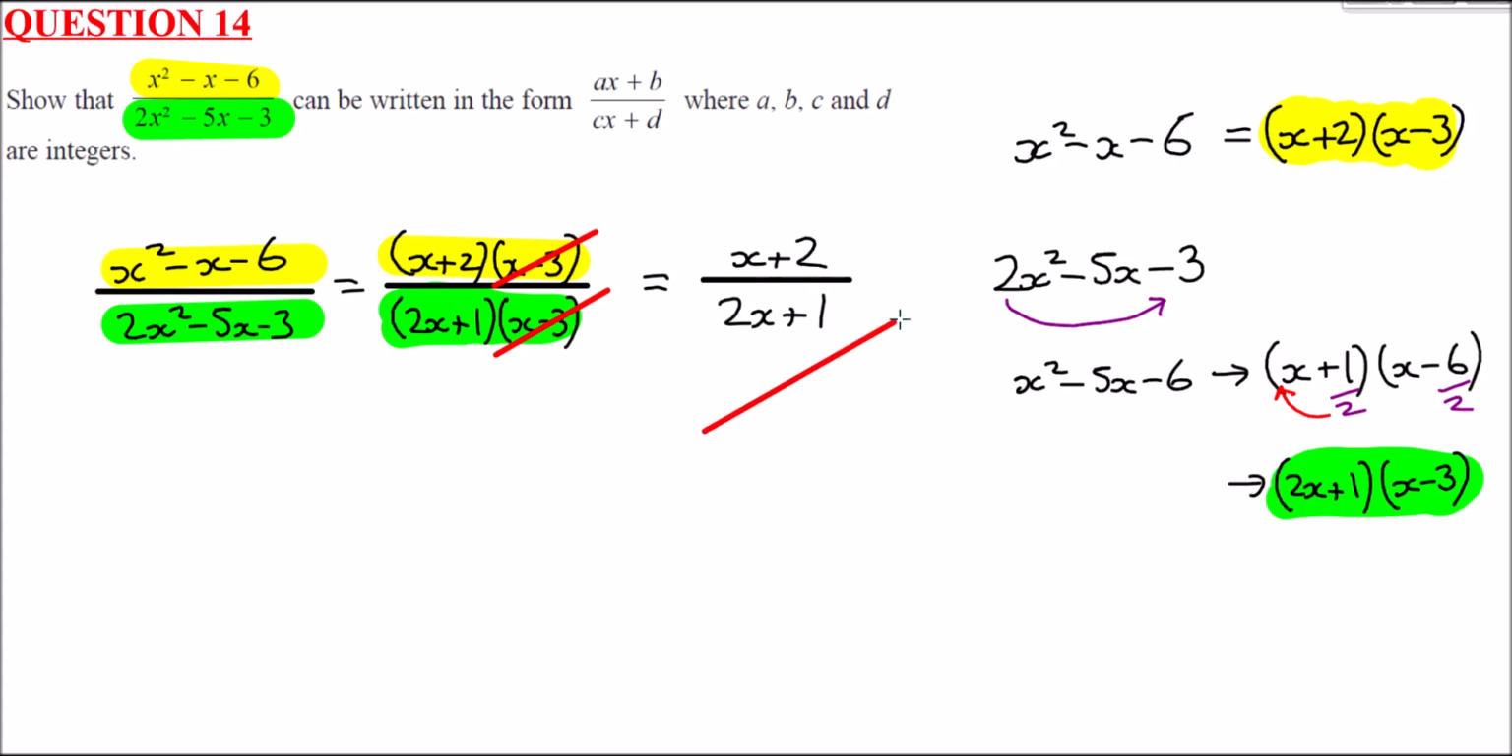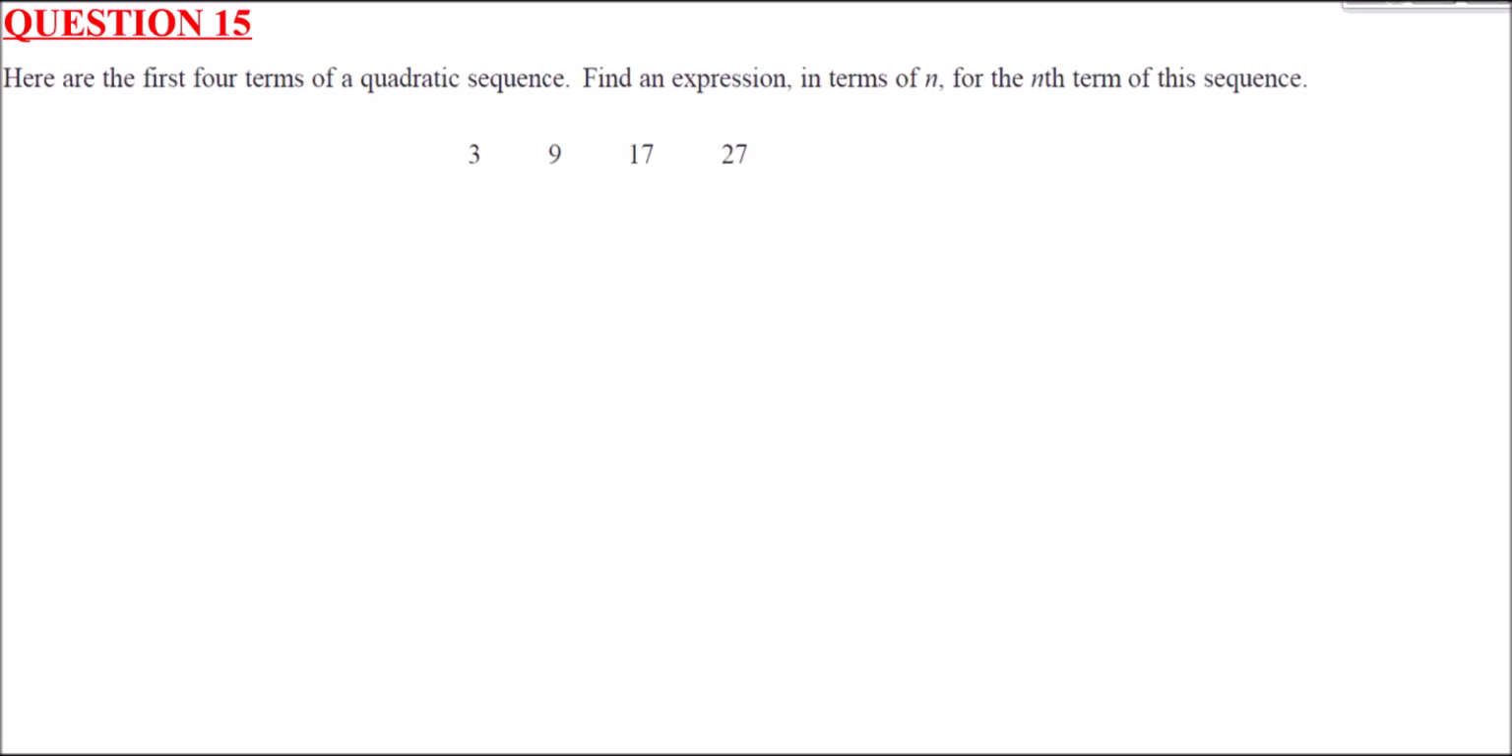Therefore, let's have a look at numero 15. Question 15, we have the first 4 terms of a quadratic sequence. We have to find an expression in terms of n for the nth term of the sequence. Importantly, it's quadratic and it has said so. This means the gaps between these numbers aren't going up uniformly, but the gaps of these gaps are.